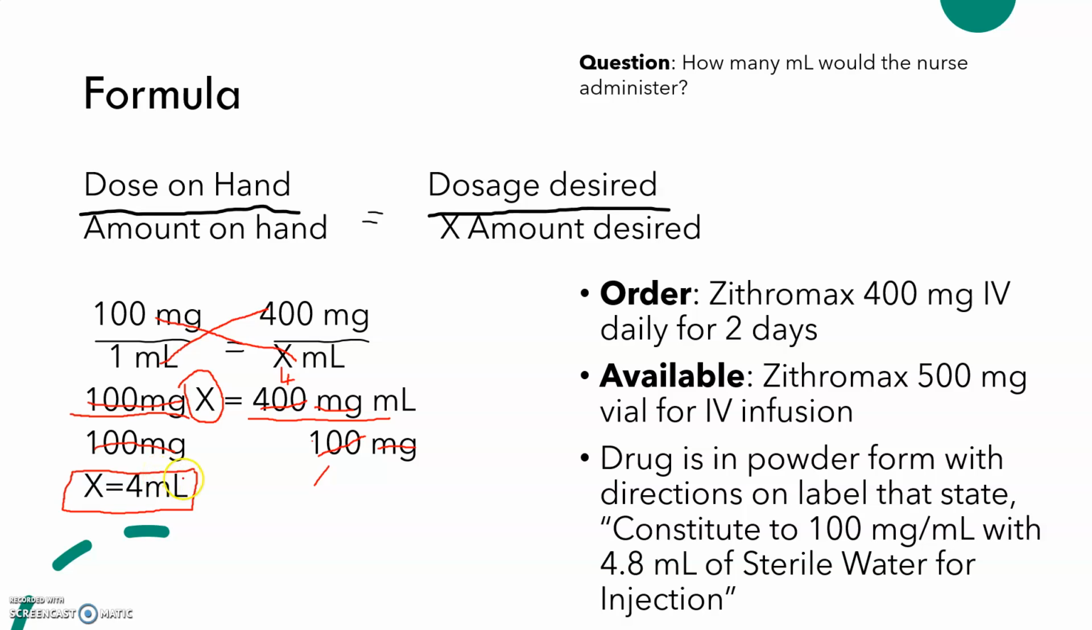But I always say this, use the formula, yes, but then go back and use logical thinking. Work it out. If 100 milligrams is in 1 ml, how many milligrams is in 400? How many mLs is in 400 milligrams? And that is 4. Now, I hope this video was very helpful.